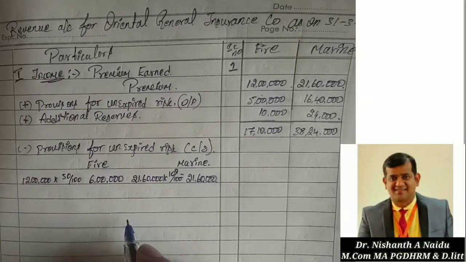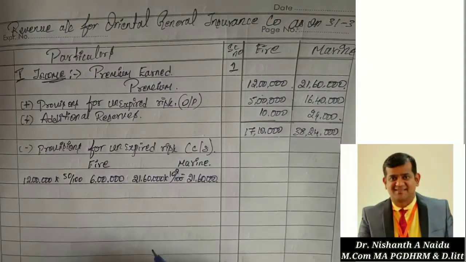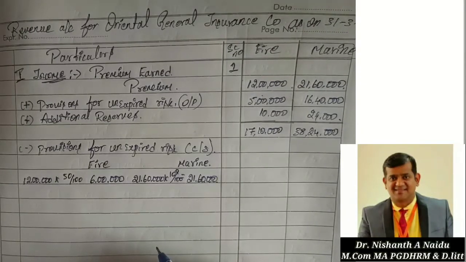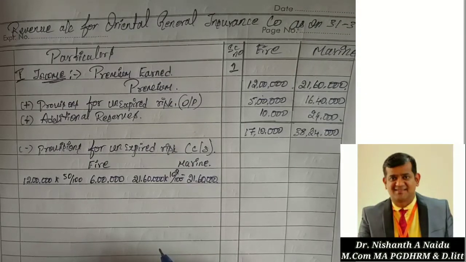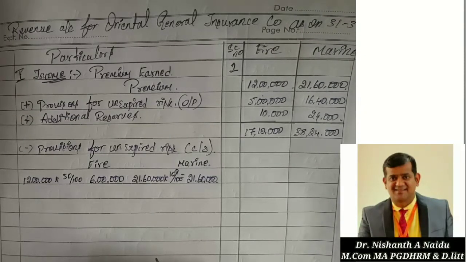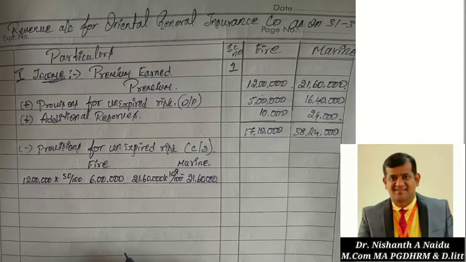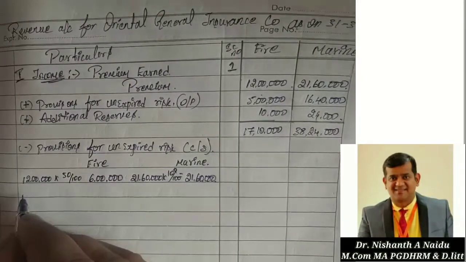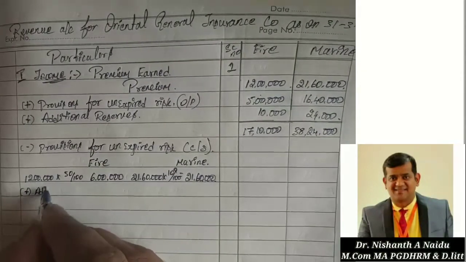Okay. Additional reserve we said 5%. In the adjustment of net premium, the provision for unexpired risk is to be kept at 50% of the net premium for fire and 100% of the premium for marine insurance departments. The additional reserve in case of fire insurance is to be increased by 5% on net premium. So before that we have to add additional reserves.